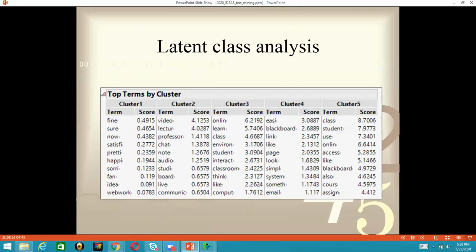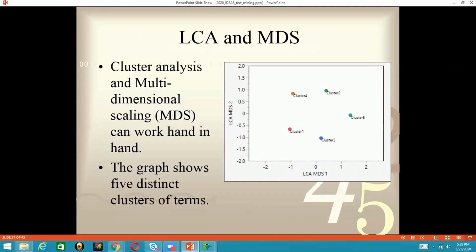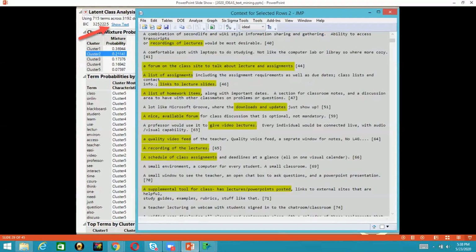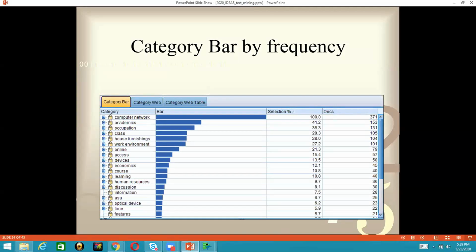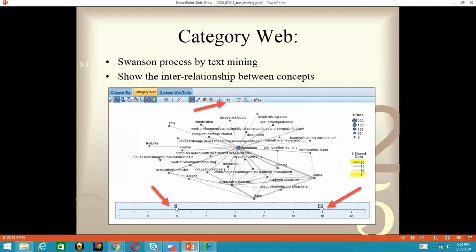But more: now I can also replicate the Swanson process. Yeah, the professor of library science. Now I build this concept, and then I know how often they show up. At this point, it's just like content analysis. But when I go one step further, then it becomes the Swanson process, concept linking. How are these concepts related to each other?